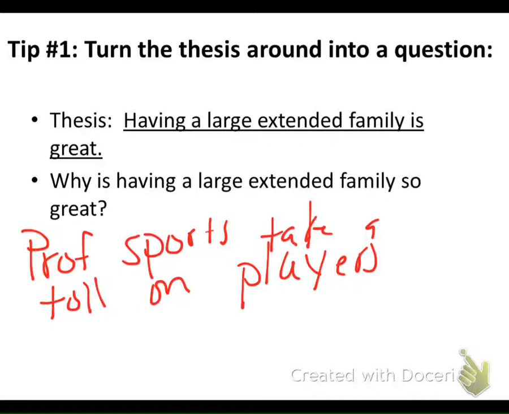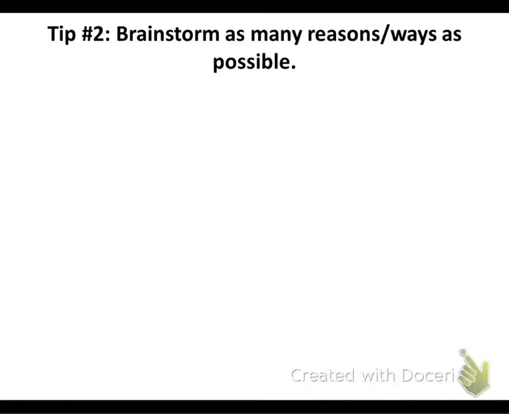Okay. So besides turning it around into a question, this is what you want to do. You want to brainstorm as many reasons or ways as possible, because when you write an essay, you don't only prove it with reasons, but sometimes it can be ways. For example, I could say science is the hardest subject ever, and I could give you a bunch of ways it's hard. So it's not just reasons. What you have to do is brainstorm, no matter how stupid they are or how repetitive they seem, and make a bulleted list of all the reasons possible.